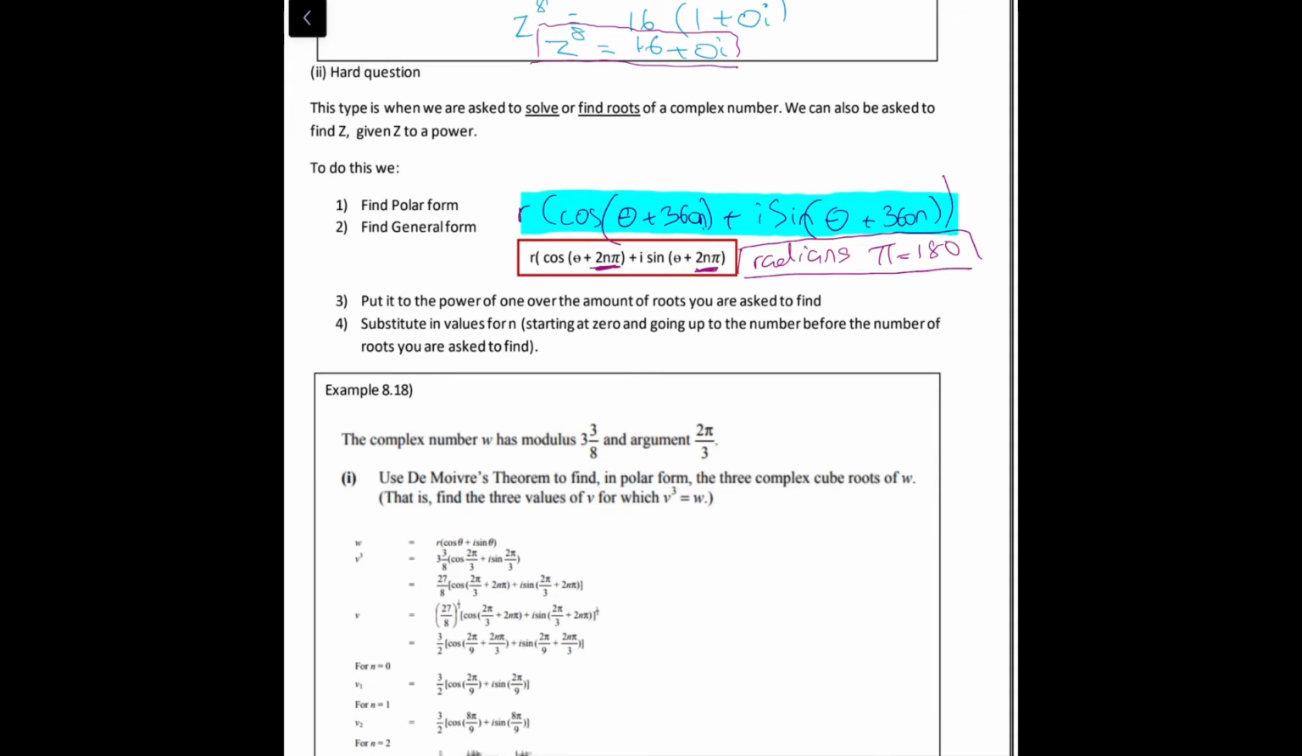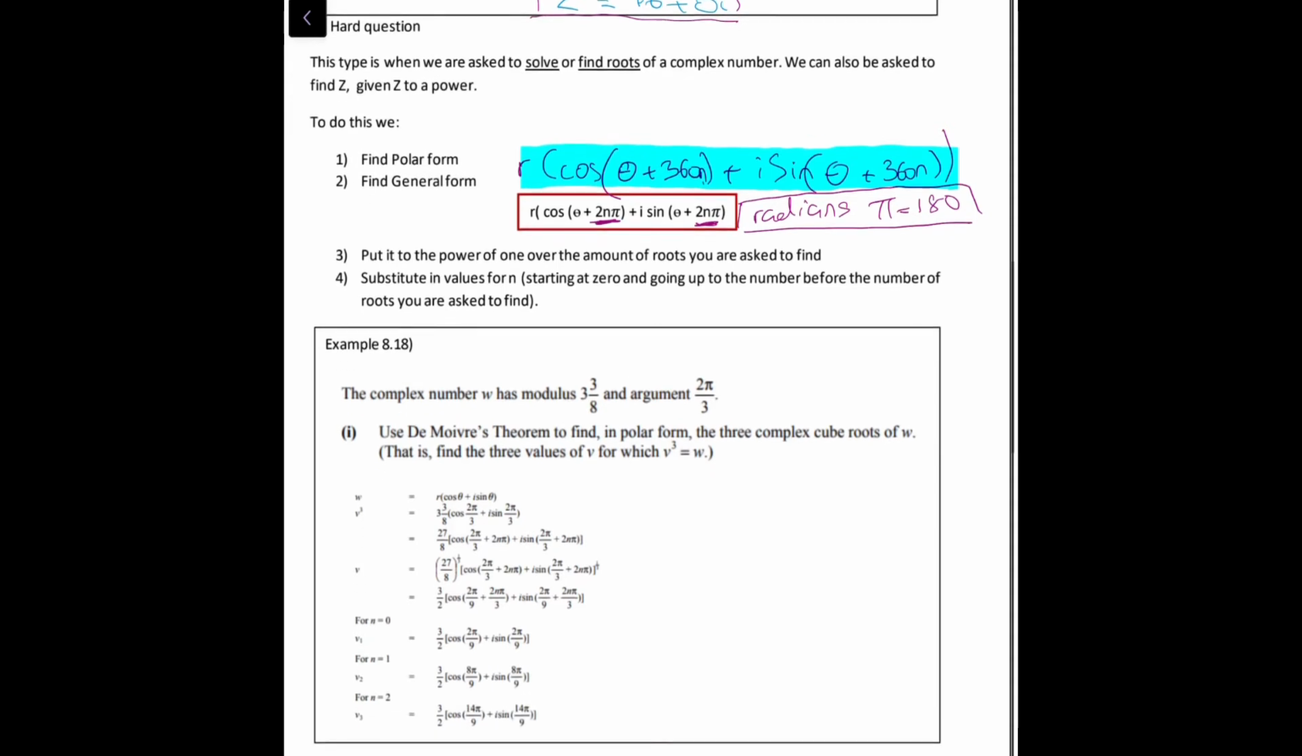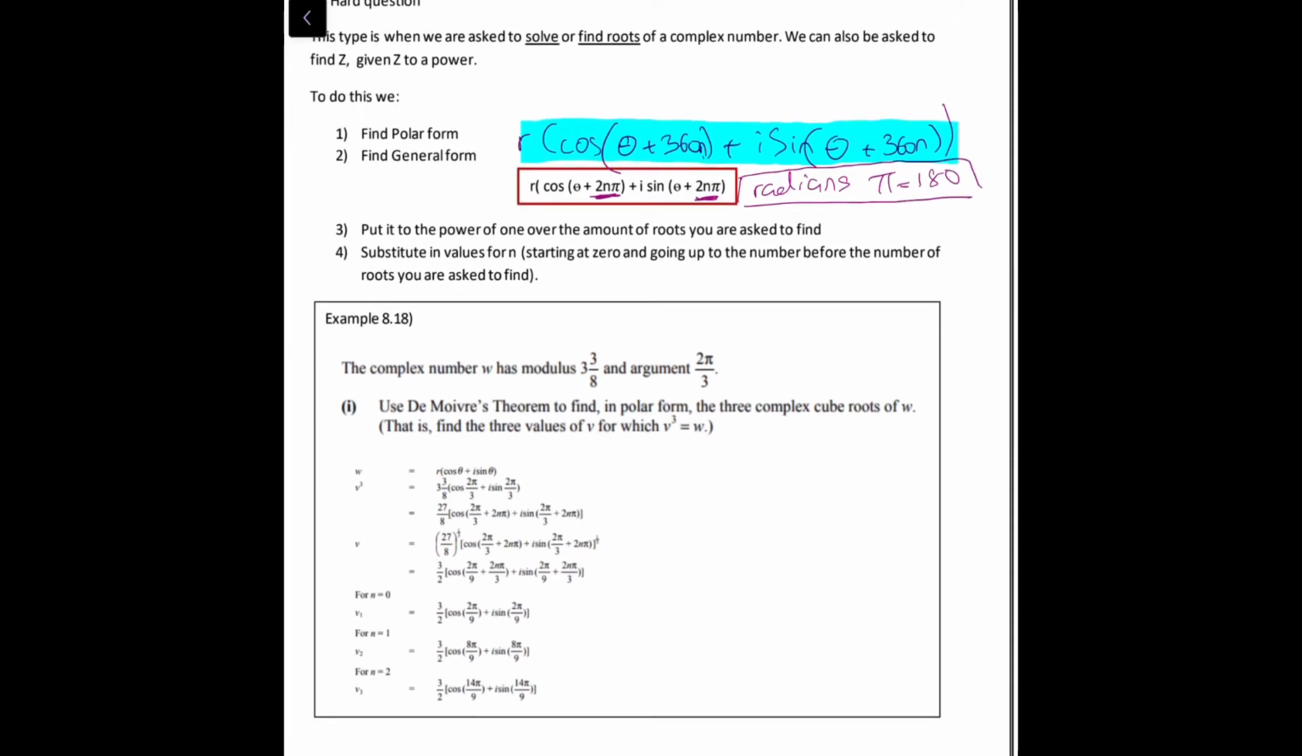So let's take a look at this question here, and it might make a little bit more sense when we're doing this. If I look at this example 8.18, it says the complex number w has a modulus 3 3/8 and an argument of 2 pi over 3. Use DeMoivre's theorem to find in polar form the 3 complex cube roots of w, that is, find the 3 values of v, which v cubed is equal to w.